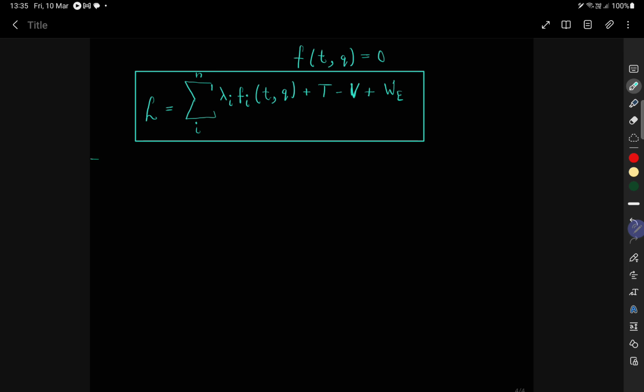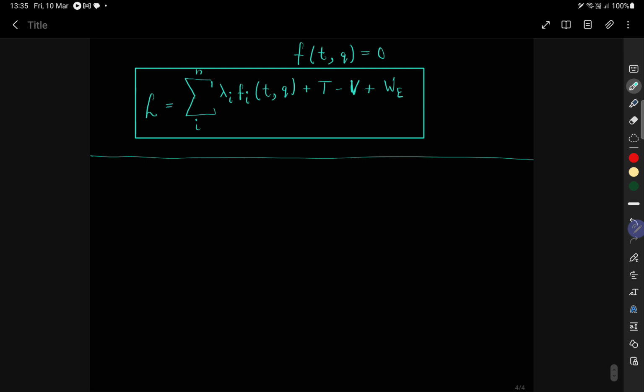Continuing on, I will be showing you one last thing, which is the Beltrami identity, and then I'll be doing a very simple example for you guys that you can compare with Newtonian mechanics, and I'll show you that it gives the same exact result. Okay, so continuing on, the Beltrami identity.